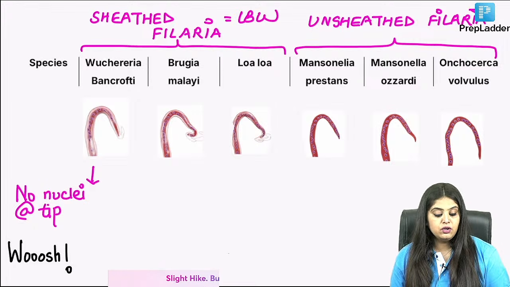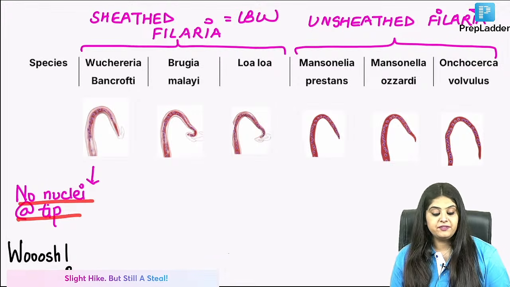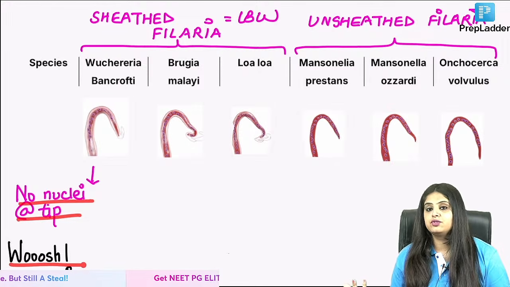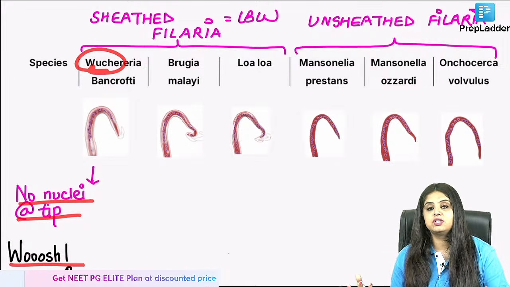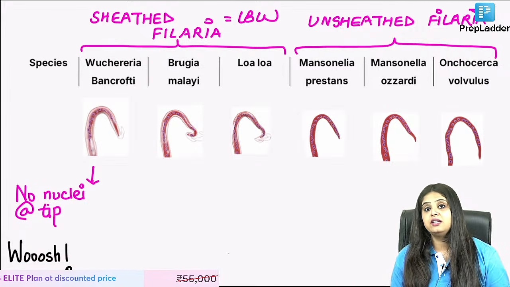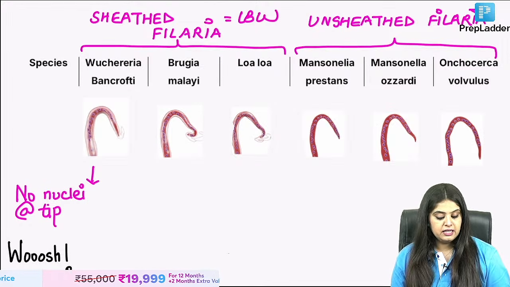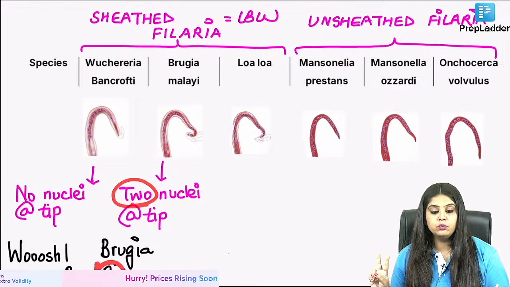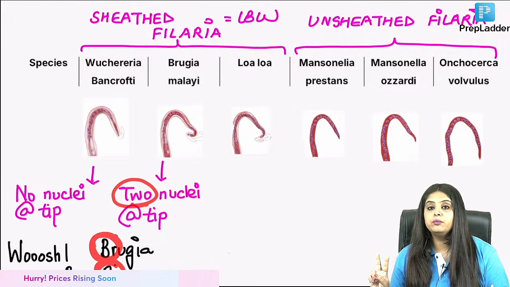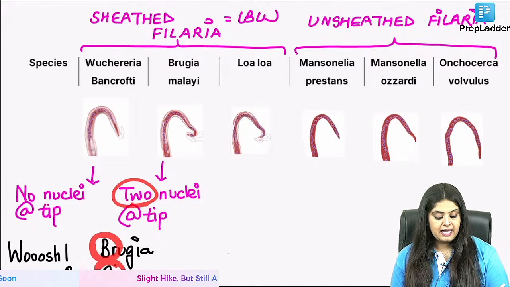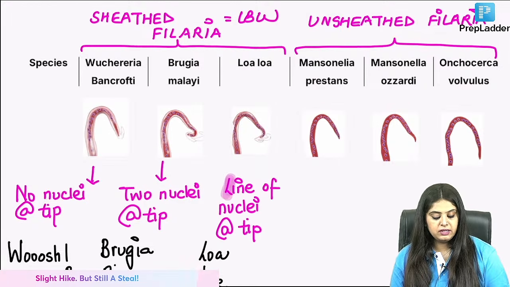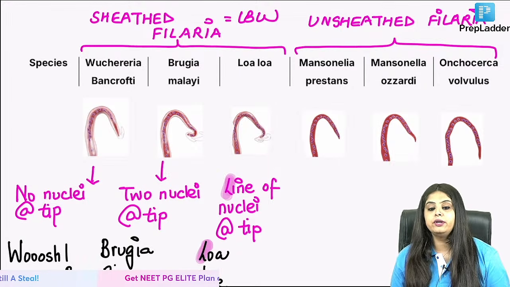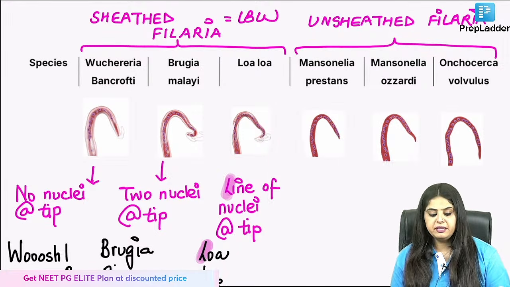So if there are no nuclei at the tip, that is nuclei gayab, nuclei whoosh, magic, that nucleus has vanished. That vanished nuclei is Wuchereria bancrofti. If you see 2 nuclei at the tip, 2 for bi, bi is going to be Brugia malai. And if you see line se nuclei, ma'am, line se nuclei are going to be seen in loa loa. Repeat with me once again.